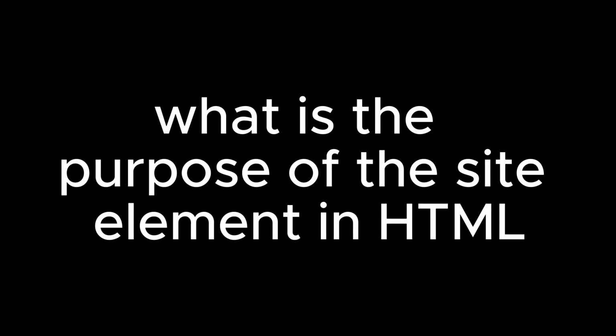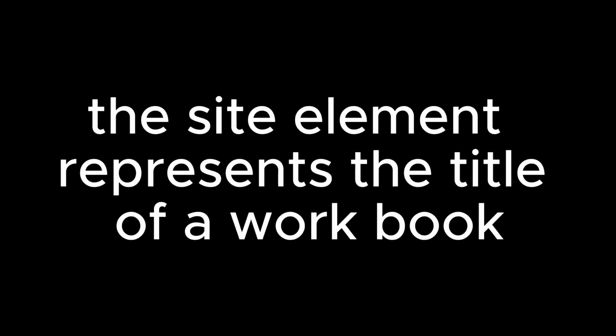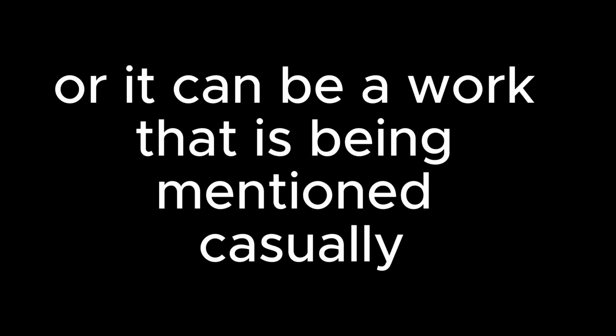Question 86. What is the purpose of the cite element in HTML? Answer. The cite element represents the title of a work, book, paper, essay, poem, score, song, script, film, TV show, game, sculpture, painting, musical, exhibition, etc. This can be a work that is being quoted or referenced in detail, or it can be a work that is being mentioned casually or in passing.